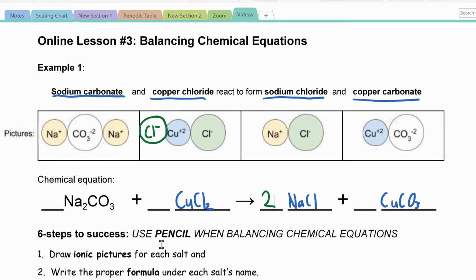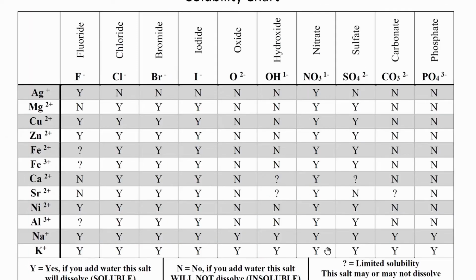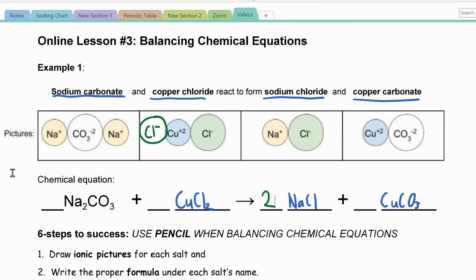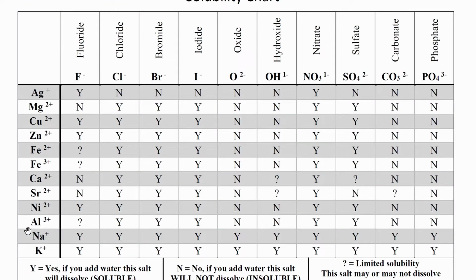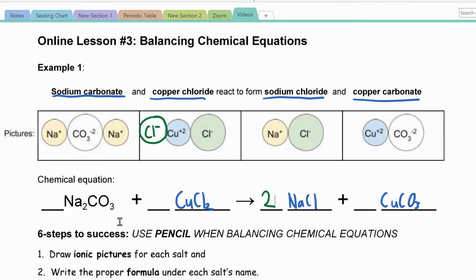Okay, so last thing we gotta do is to indicate the phases of all these compounds. So to do that, we'll need our periodic tables, specifically turning to the back where it says solubility chart. Okay, so our first compound is sodium carbonate, and in our solubility chart, sodium is right here, carbonate is right there, and where they intersect, there is a Y. This means that this compound is soluble in water. It dissolves in water. So the proper phase label for it is aqueous, or AQ.